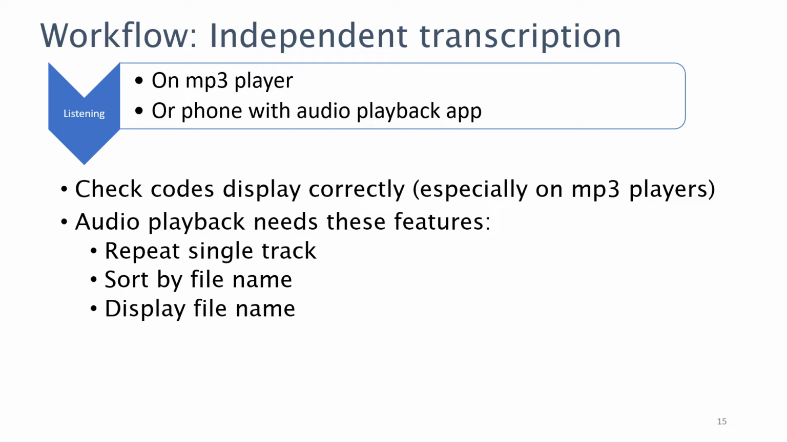The audio playback app also needs to have some features which increasingly I'm finding the default apps on newer Android phones don't actually offer, which is really frustrating. But you need to be able to play a single track on repeat. You need to be able to sort by file name, and you need to display that file name. So those are things to look out for when you're checking whether this is going to work properly.